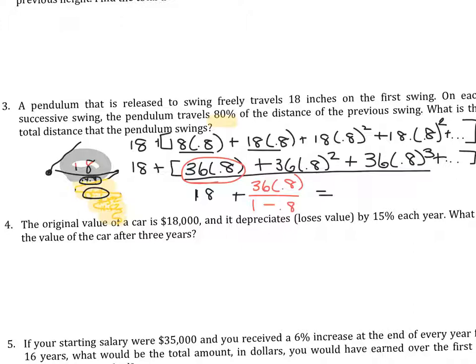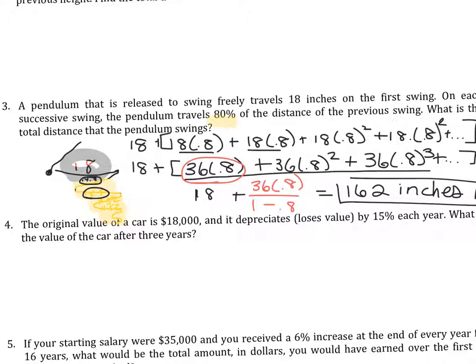So now, honestly, I would type this into my calculator, and I would say, okay, 36 times 0.8, and then I would divide that by 1 minus 0.8. I get 144, and if I add 18 to that, I get 162 inches. So if I were to swing a pendulum and it was released 18 inches from its first swing, by the time it would end, if it traveled 80% of the distance each swing, it would use 162 inches.